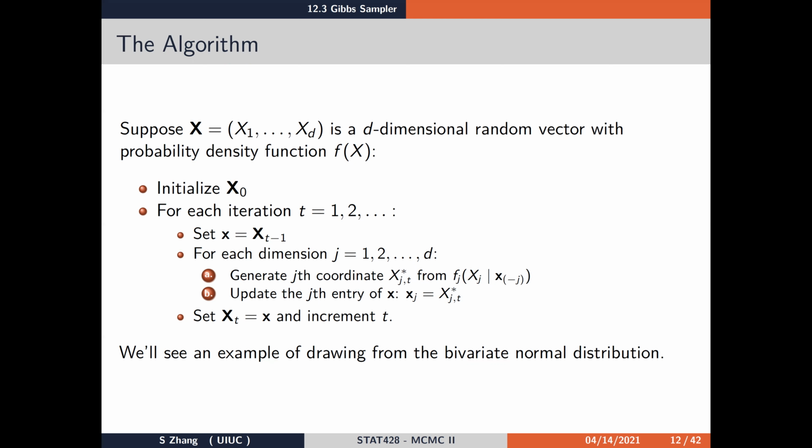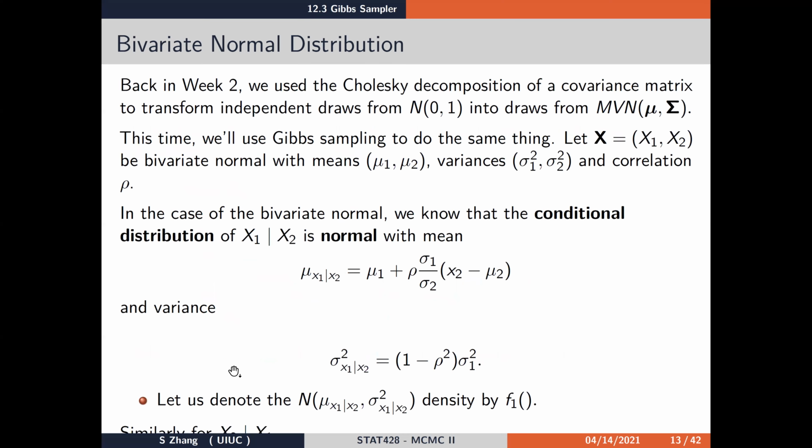Let us see an example of drawing from the bivariate normal distribution. Back in week 2, we used the Cholesky decomposition of a covariance matrix to transform independent draws from normal 0,1 into draws from the multivariate normal distribution with mean mu and covariance sigma. This time, instead of using the Cholesky decomposition, we will try to develop a Gibbs sampler to do the same thing. In other words, to obtain samples from a bivariate normal distribution.